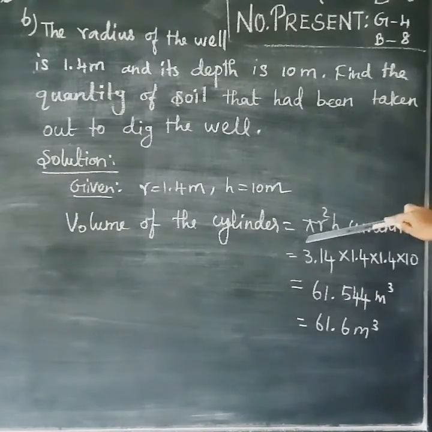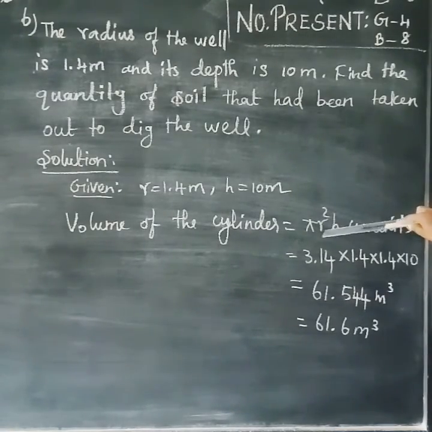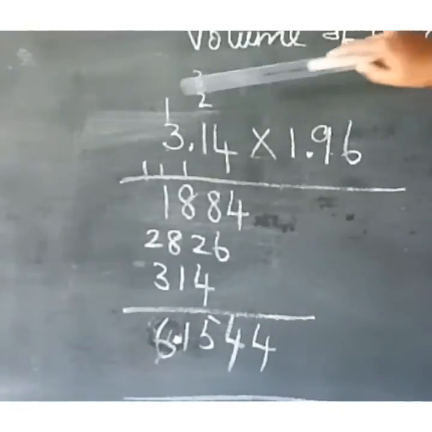We know that pi value is 3.14. Radius of the well is 1.4. Here it is r square, so 1.4 into 1.4. Height of the well is 10. Listen ma. Now we multiply all the values. See listen. 1.4 into 1.4. We know that 14 into 14 is 196. So 1.96 multiplied by 3.14.